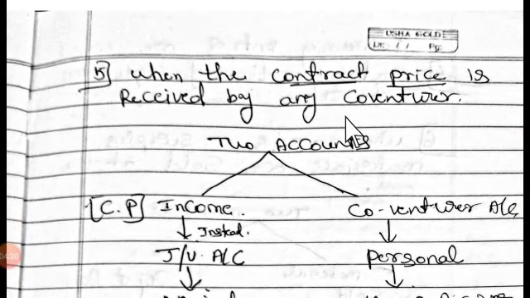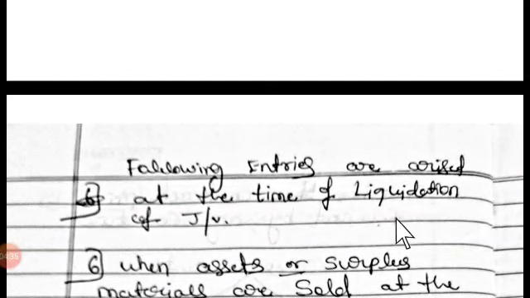These expense and income entries are for the regular expenses and incomes, such as contract price and other material purchases. Next, the remaining entries arise at the time of liquidation of the joint venture.